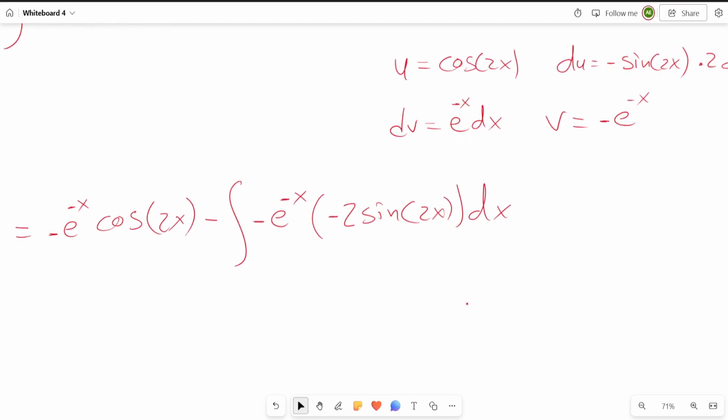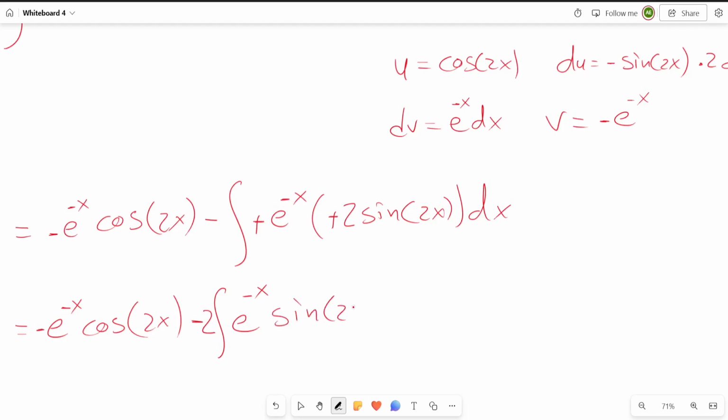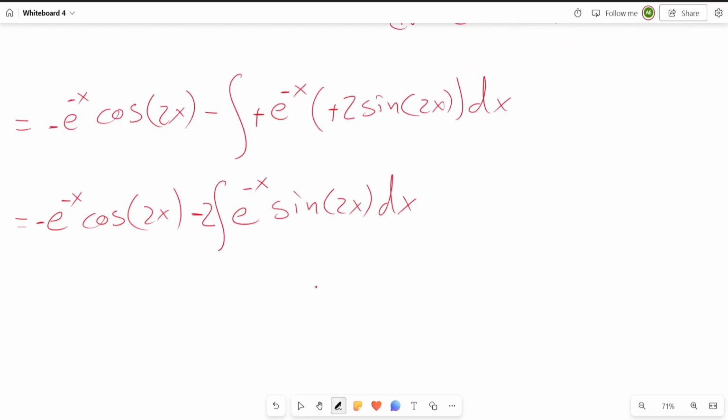So let's simplify a little bit all these negatives. So this is going to equal negative e to the power of negative x cosine 2x. This minus I'm going to distribute inside the integral. However, I have a minus here and a minus here, so this becomes plus, and this is a minus, so this is minus integration of, I'm going to put this 2 outside of the integral, it's the same thing, sine 2x dx.